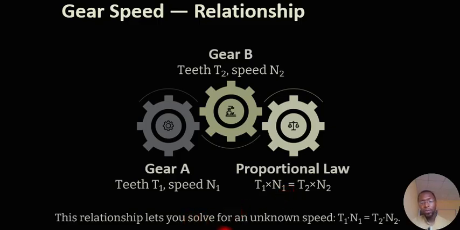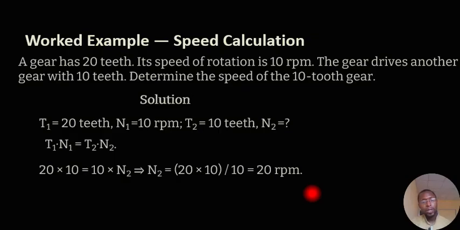This relationship lets you solve for an unknown speed. So it is either you are looking for the speed of one and the other one is given. One of them will be missing in any problem we solve. Okay, so let's see a worked example here. A gear has 20 teeth. Its speed of rotation is 10 RPM. The gear drives another gear with 10 teeth. Determine the speed of the 10-tooth gear.